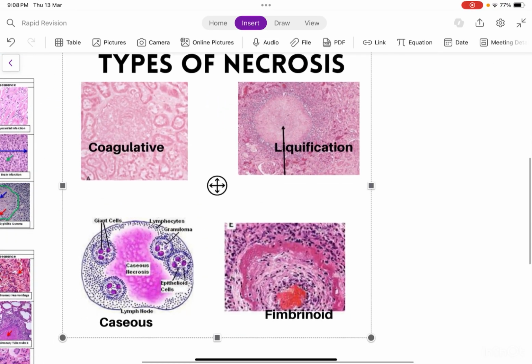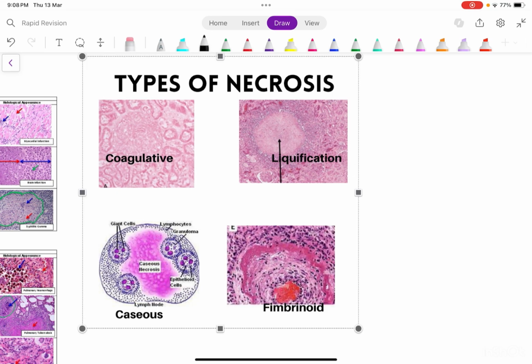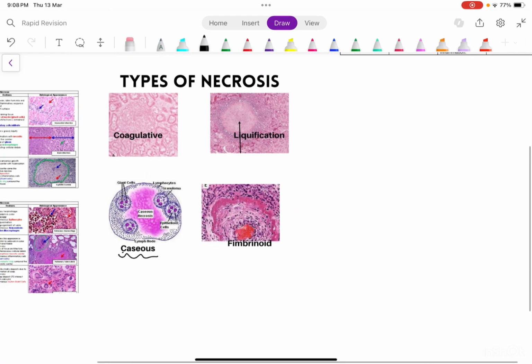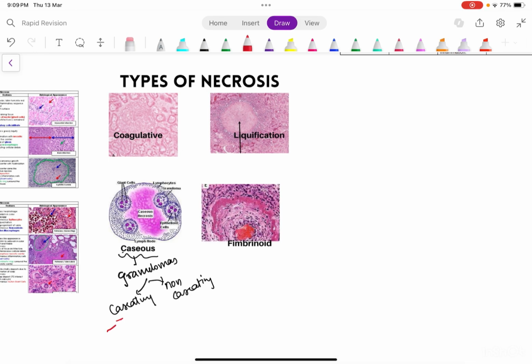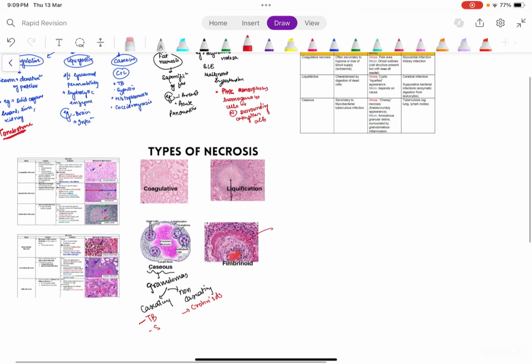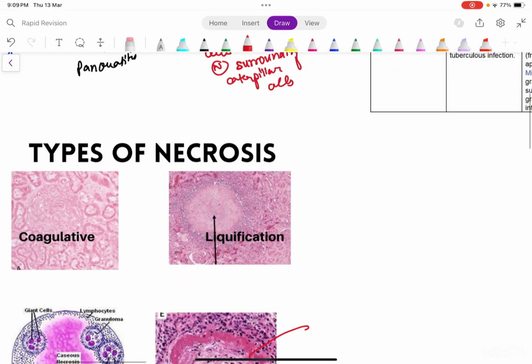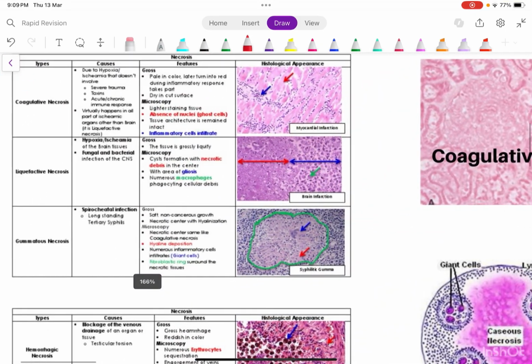So see, these are the types of necrosis. Now here you need to know few things. Caseous necrosis, you need to know that they basically form granulomas. So these granulomas can be caseating or they can be non-caseating. Now you need to know the example sometimes. So TB, syphilis, all are caseating. Crohn's disease is non-caseating. See, fibrinoid, see amorphous mass, right, and normal. See, you will see this eosinophilic dense mass. Liquefaction and coagulative, you can see for yourself.